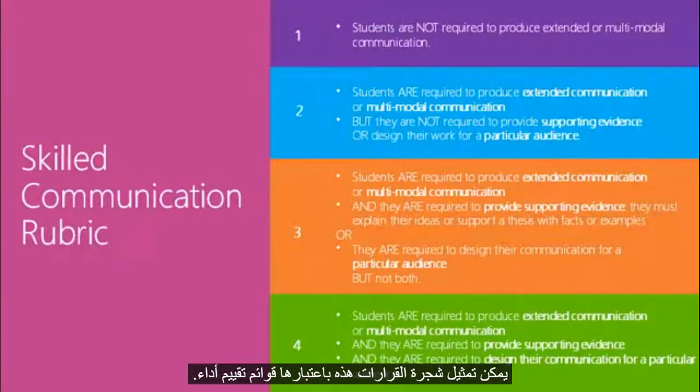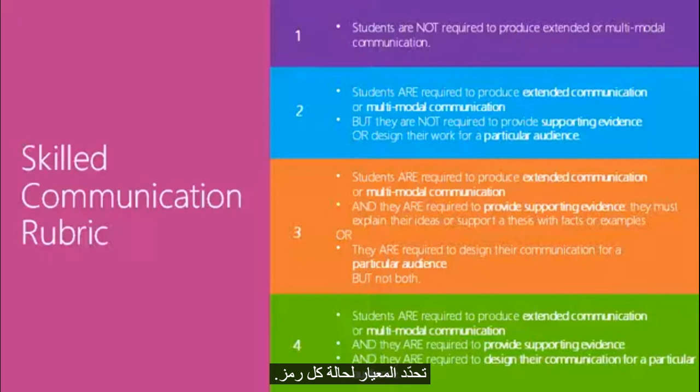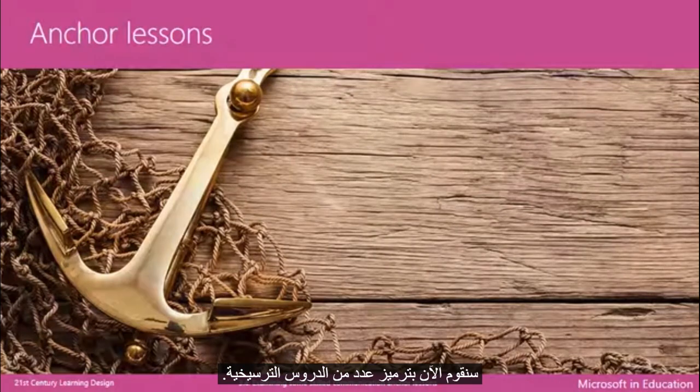As we said earlier, this decision tree can also be represented as a rubric. As you can see, each of the numbers 1 to 4 outline the criteria for the condition for that code. For example, to achieve a code 2, students produce communication which is extended or multimodal. You can decide which you find easier to use, the decision tree or the rubric, when you are coding the learning activities. We are now going to code a number of anchor lessons.